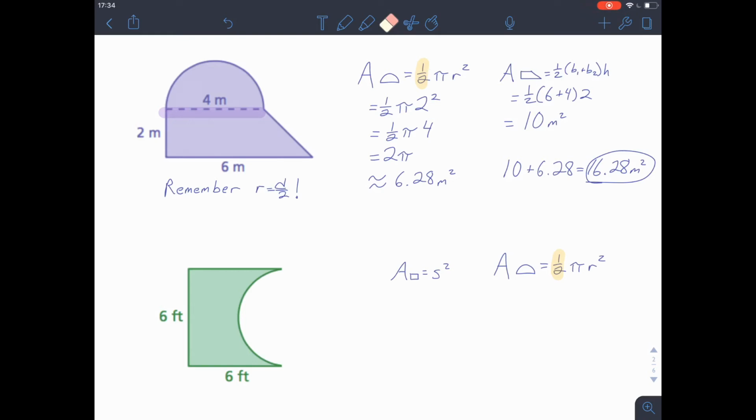The side of my square is 6 feet, so I can do 6 squared. You could have also used the area formula for a rectangle, length times width. It still would have gotten you 6 times 6, which is 36 square feet.